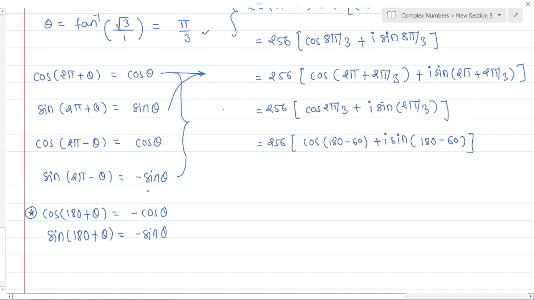Just now we have written the formula. See here, so it's 256. 180 minus 60 means what? Which quadrant? It's in the second quadrant. In the second quadrant cos is negative. So it becomes minus of cos 60 plus I, in the second quadrant sin is positive, so it becomes sin of 60 degree. So it is nothing but 256 into cos 60, which is minus 1 by 2, plus sin 60, which is I root 3 by 2.